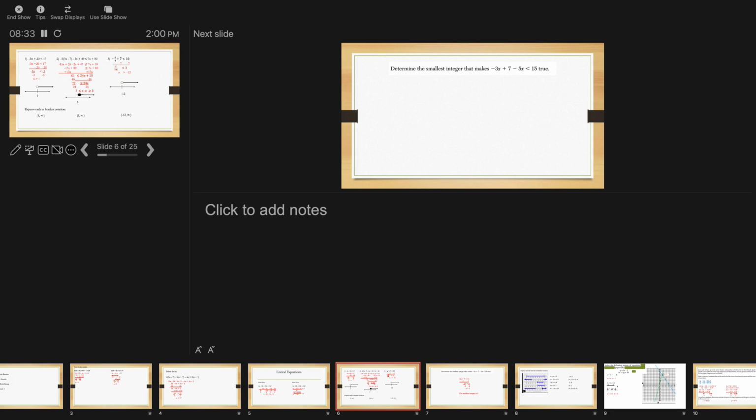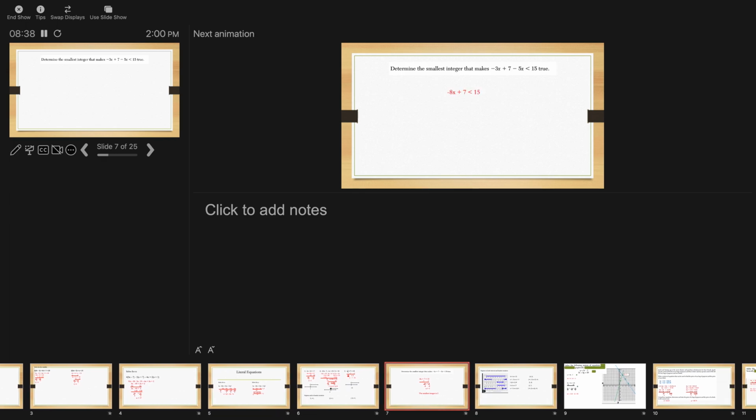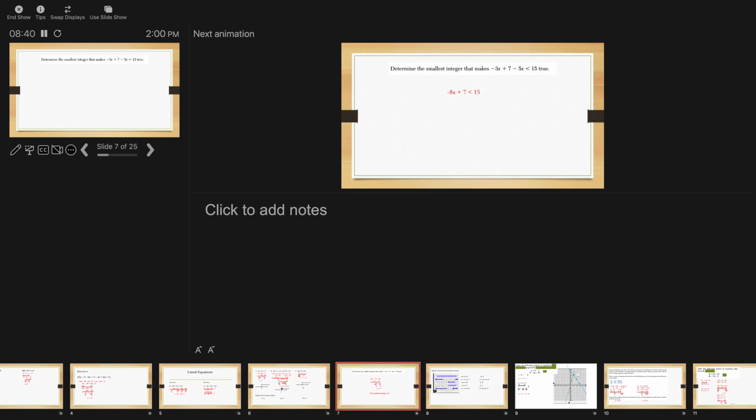Okay, so we're starting to wean ourselves off of these inequalities. All right, so interesting kind of question here. We've started to talk about them on the pregame stretch. Determine the smallest integer that makes this true. Okay? Go ahead, solve. Remember what integers are. Okay, so we solve it.